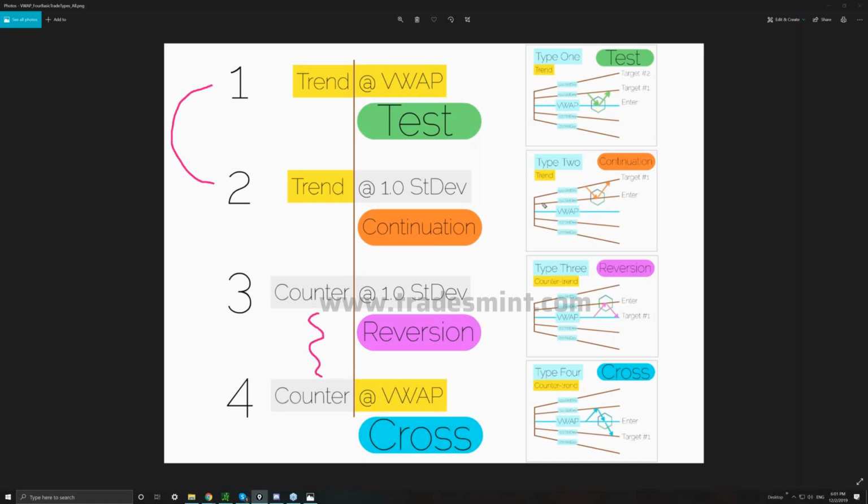Now, you'll also notice that in each grouping, there is a trade that occurs at the VWAP and a trade that occurs at the standard deviation band. In the same sense, down here for counter trend trades, we have one occurring at the VWAP and one occurring at the standard deviation band. Note that there are no trades that occur at the 2 deviation band. We are not trading back inward from the 2 deviation band back towards VWAP.